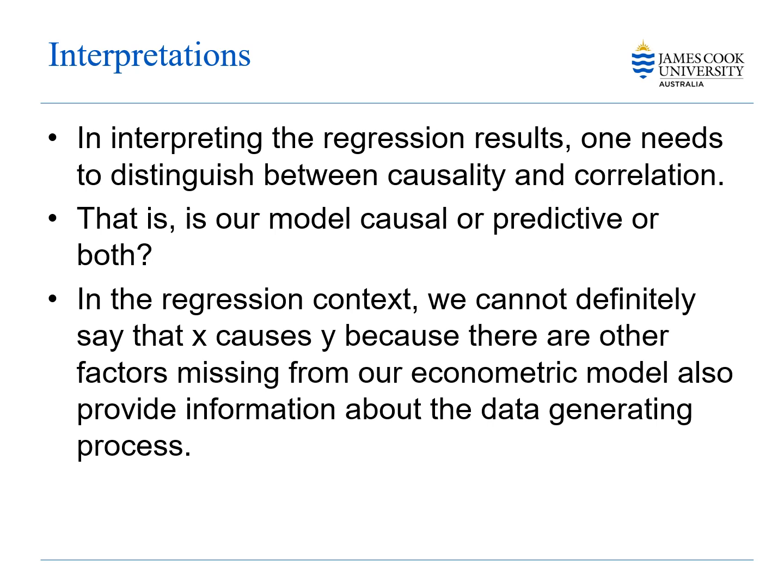In interpreting the regression results, we need to distinguish between causality and correlation. Typically, we want causality rather than correlations. That is, is our model causal or predictive or both? In the regression context, we got to be careful about this. We actually cannot definitely say that X causes Y unless the set of assumptions that we will talk about later holds. For example, in our model, there may be other factors missing from our simple linear econometric models, which also provide information about the data generating process.